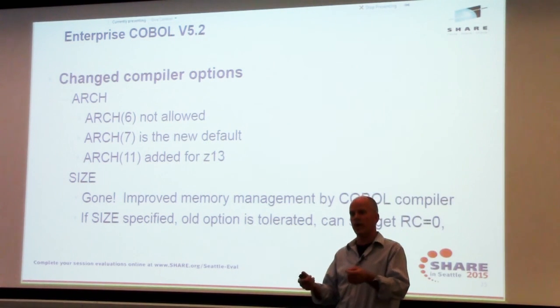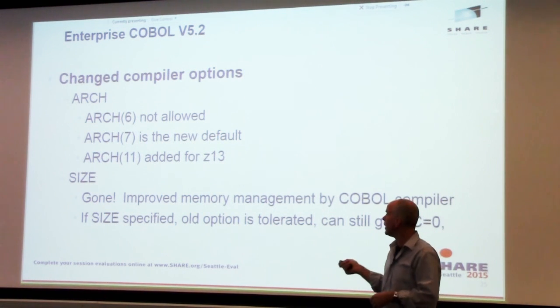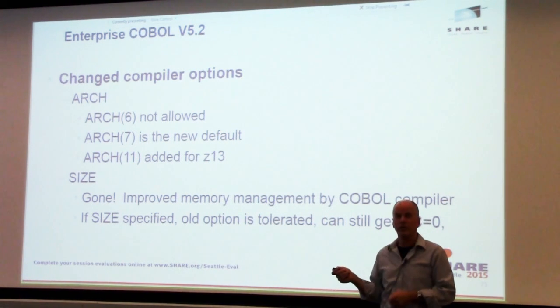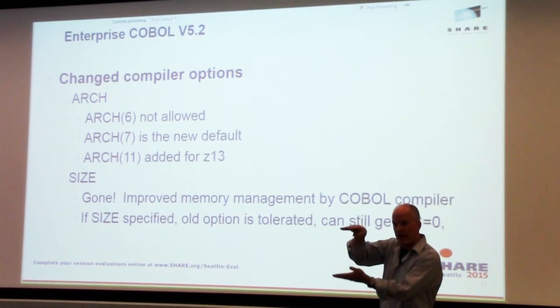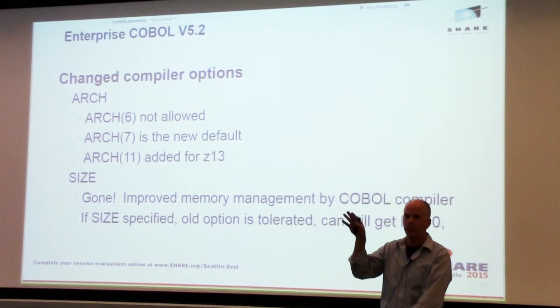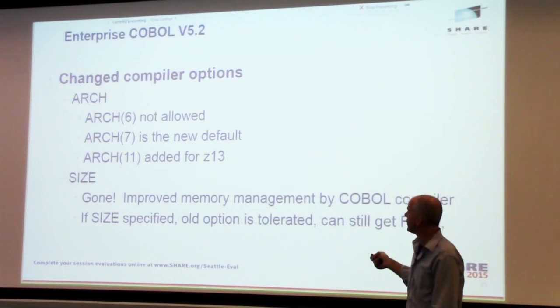Every time there's new hardware, COBOL and PL1 will announce support for the new hardware and add a new Arch setting and remove an old one. So it's going to be a sliding scale. We're not going to support 17 Arch levels that we have to test all the combinations of.